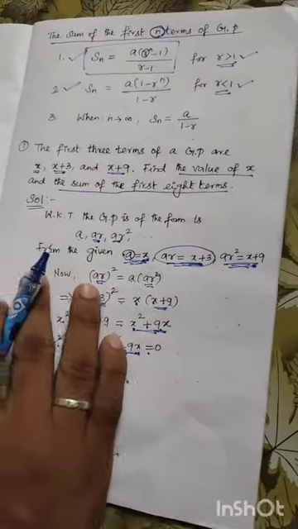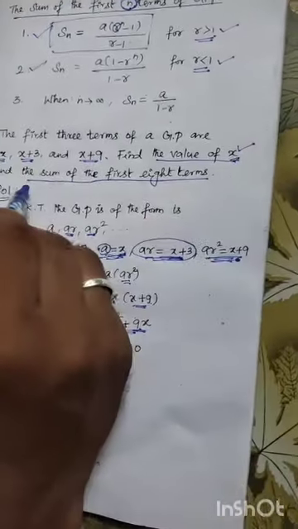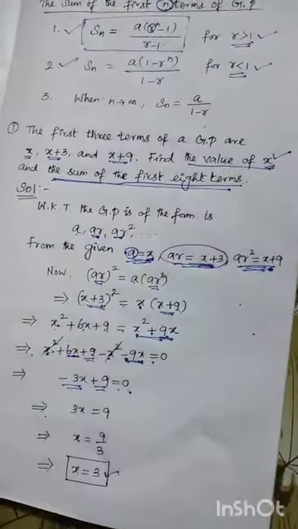So for this problem, we found the value of x equal to 3, and the sum of the first 8 terms.